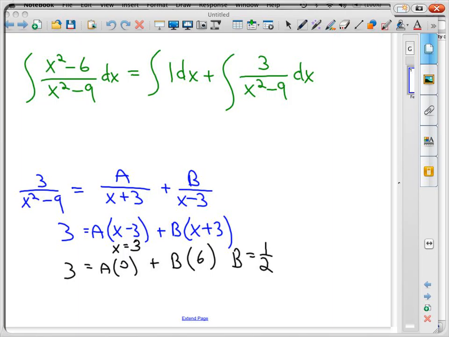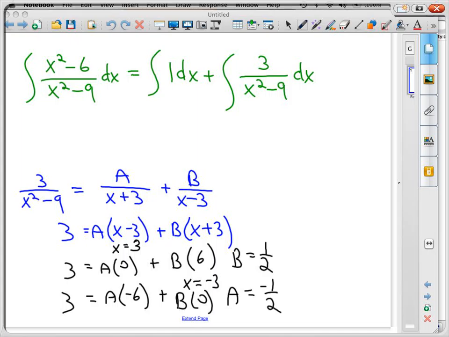Repeating the process, this time setting x equal to negative 3, I get that 3 once again is equal to A times negative 6 plus B times 0, and that makes A equal to negative 1/2. And so now I can do my integral by using these partial fractions, right?